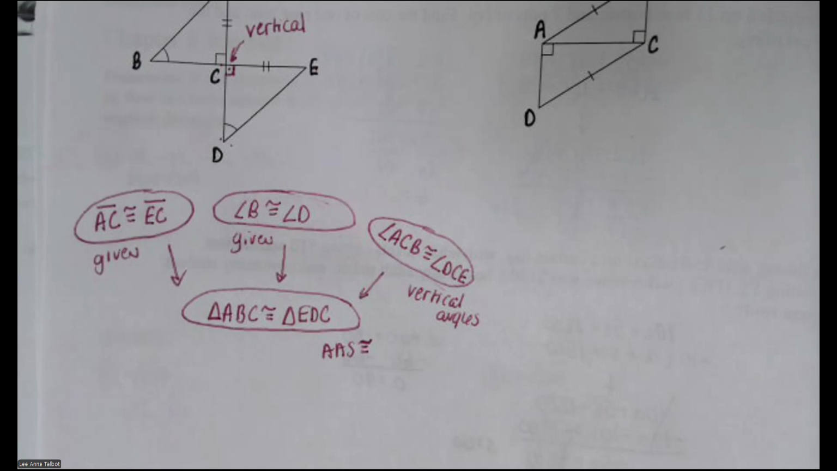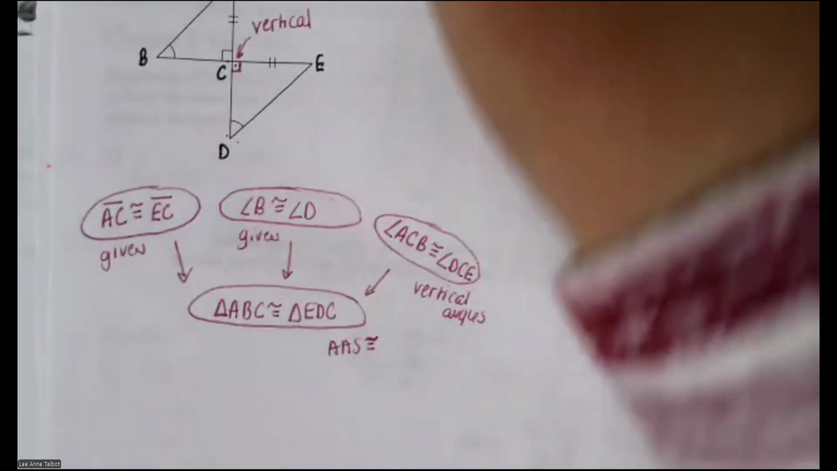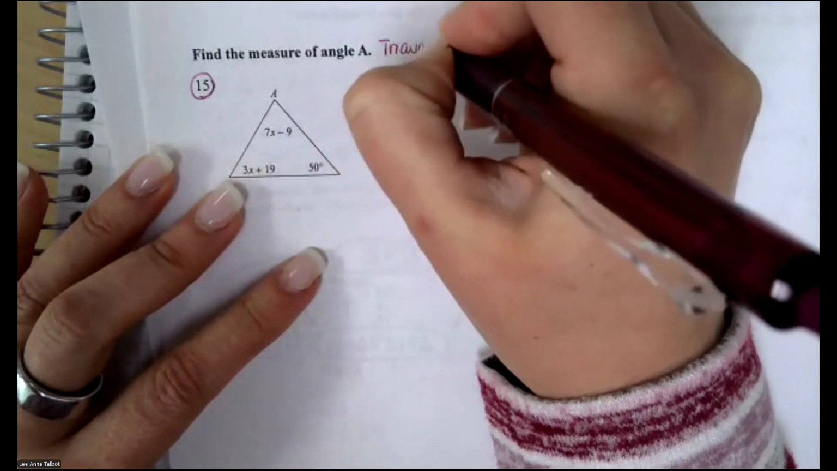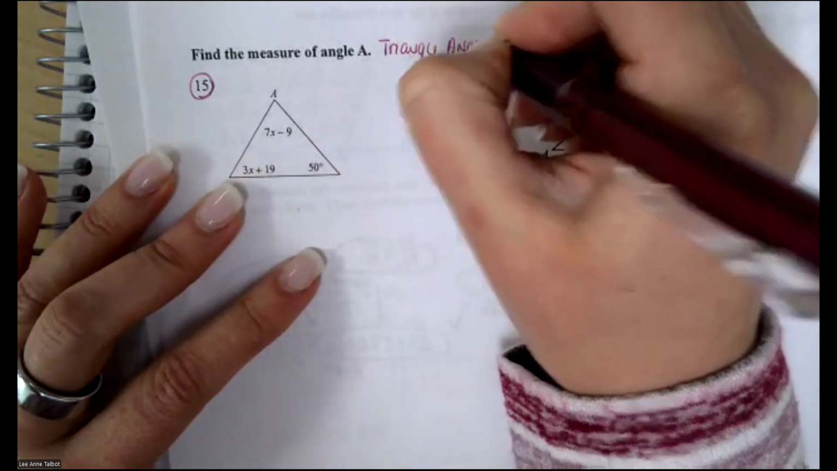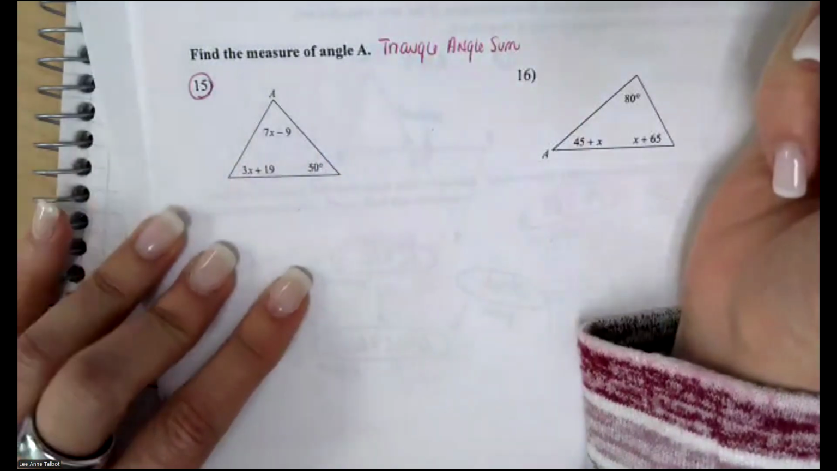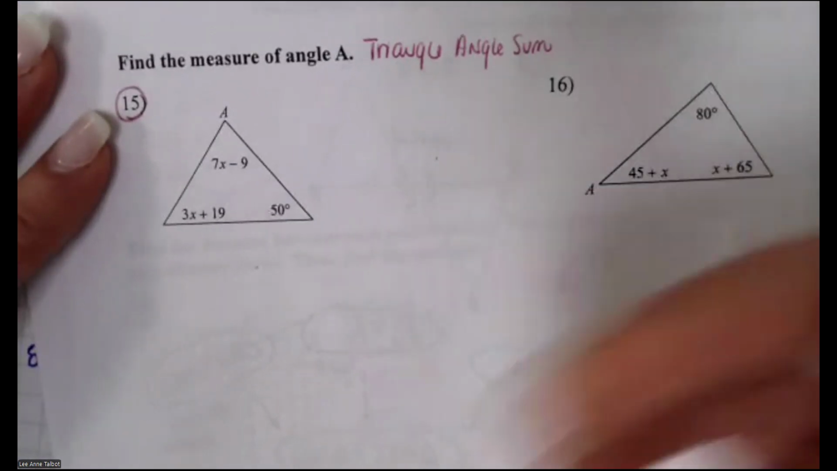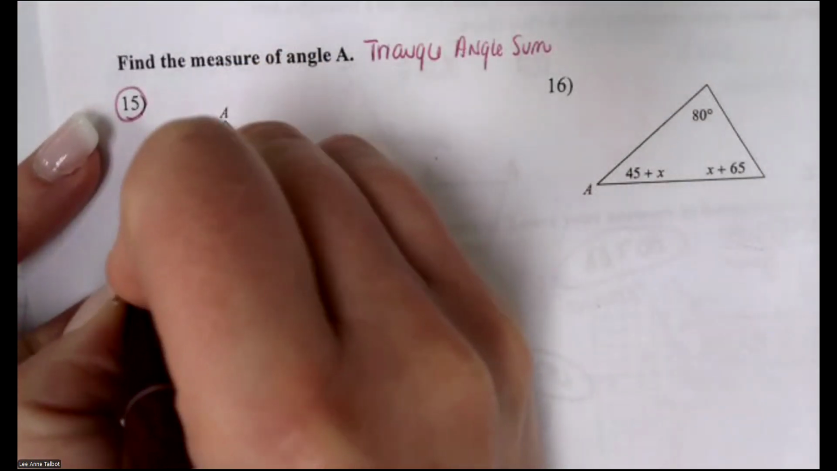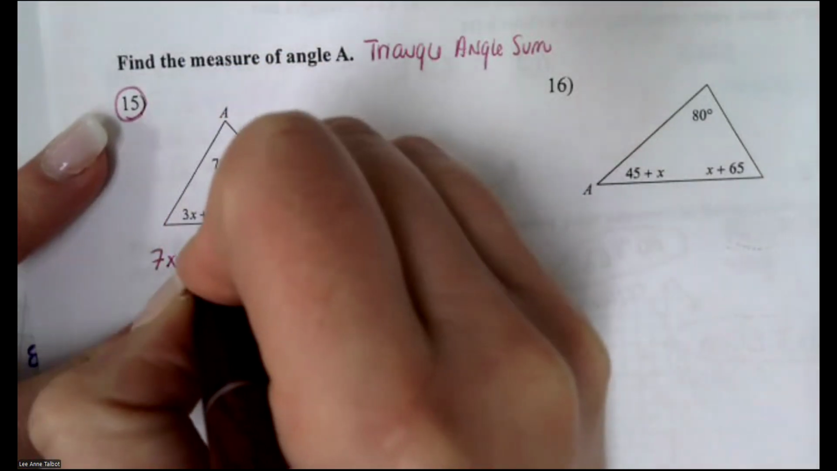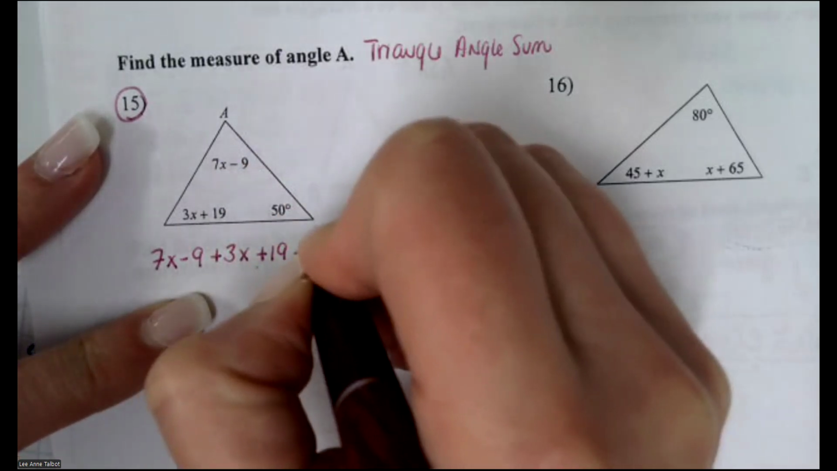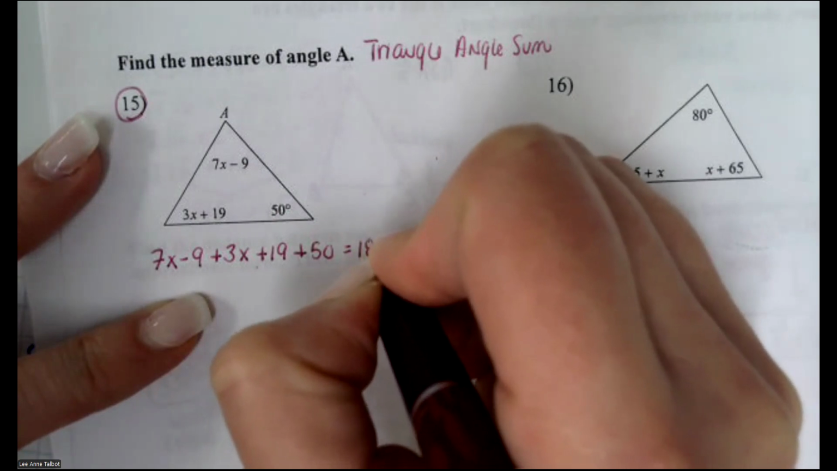Okay, last thing for the warm-ups, number 15. Find the measure of angle A. These are triangle angle sum theorem. We're going to add them to 180. So 7x minus 9 plus 3x plus 19 plus 50 equals 180.